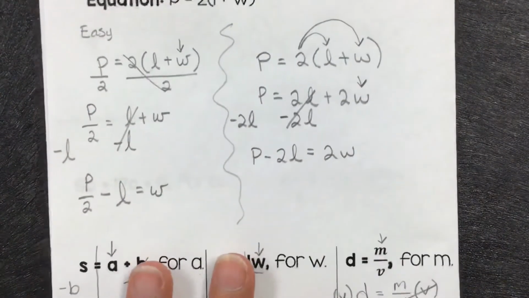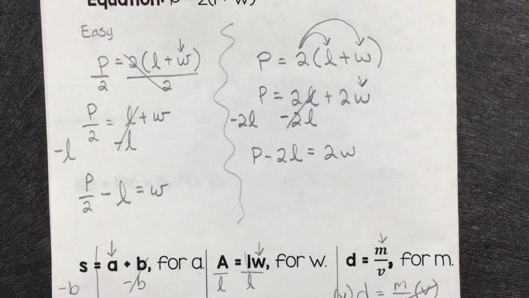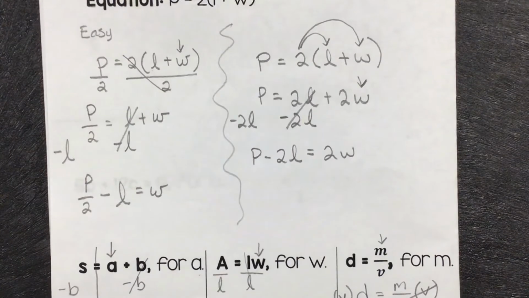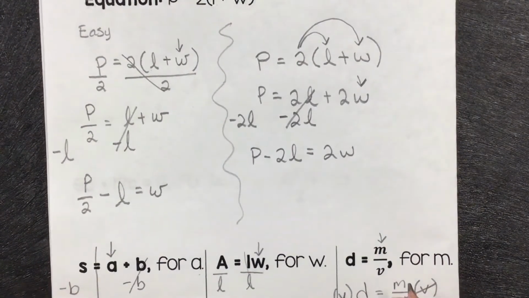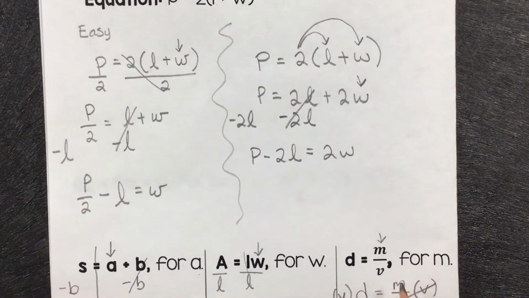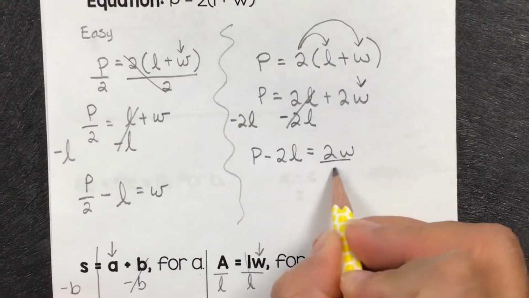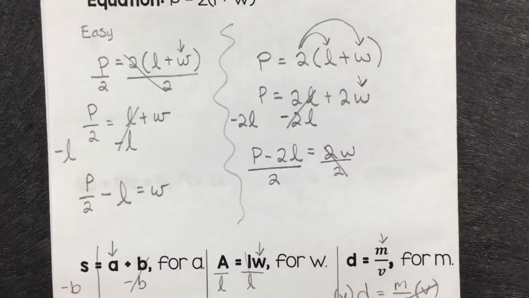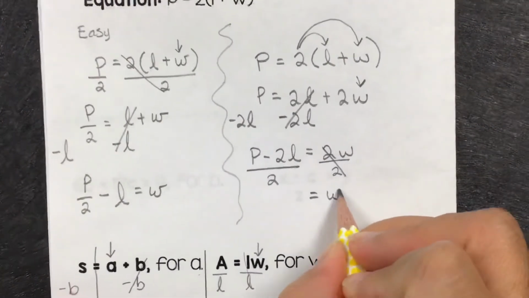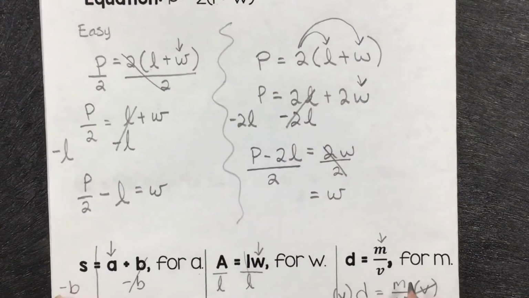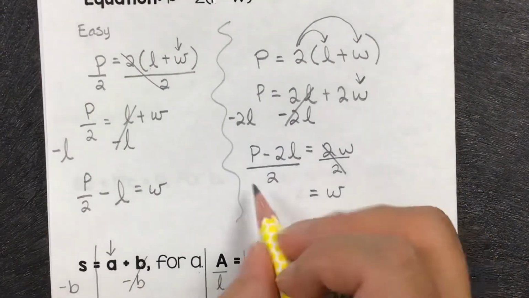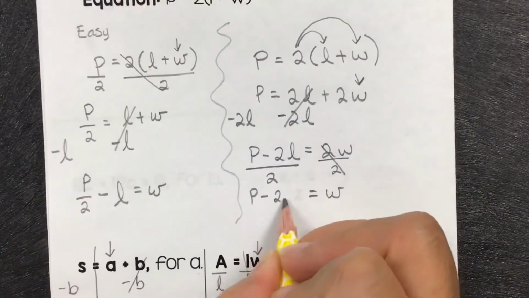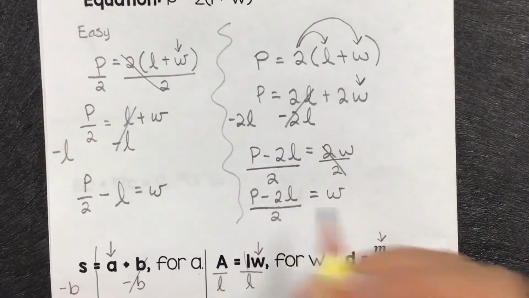And the reason that I wanted to show you this is because of what it means. This is important. We're going to be doing this when we have to solve for equations of lines, so this is very important. When we divide by 2, like this, to both sides, to get rid of the 2, now we have is equal to W. So your answer could be P minus 2L divided by 2.